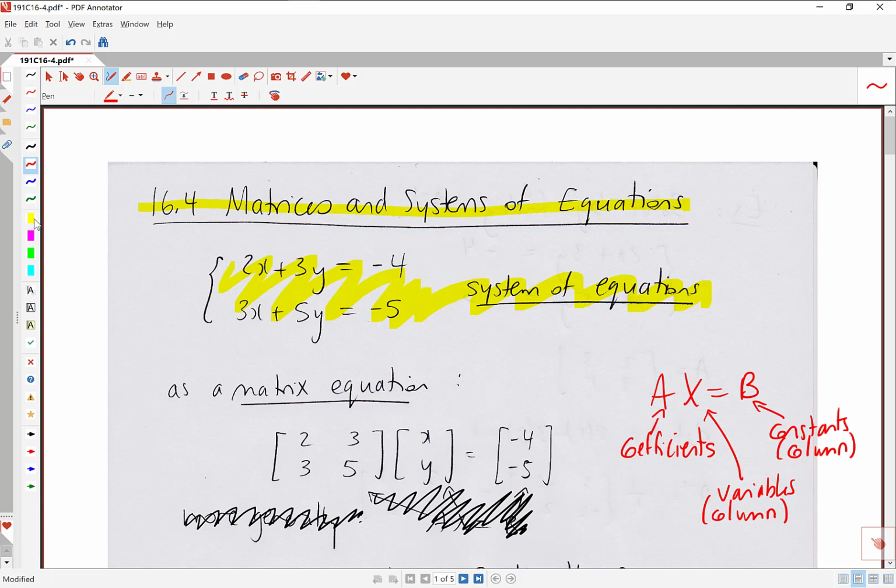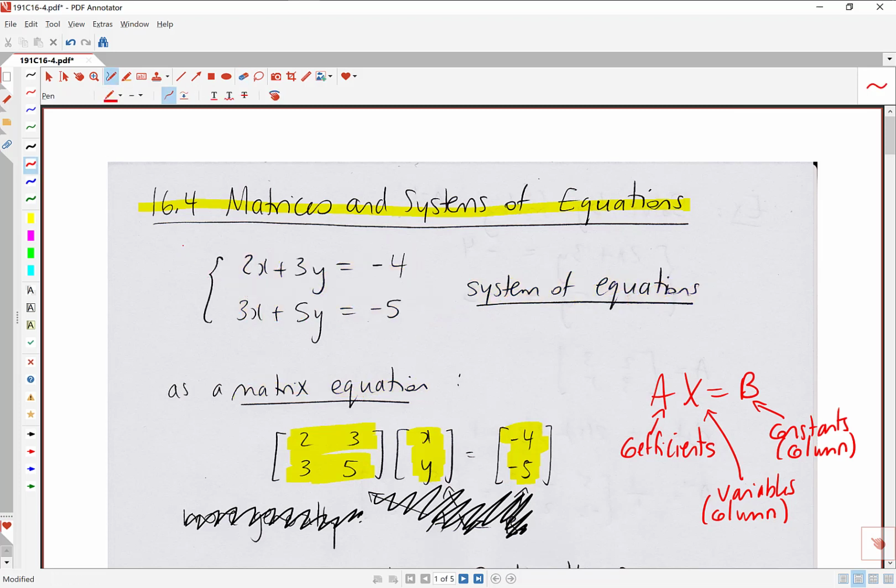So if we take this highlighted system and write it in this shorthand form, we sometimes call that a matrix equation. What that would look like is, here are your coefficients. We're just pulling the coefficients out of the system, putting them in the same position as they were in the system, so 2, 3, 3, 5. Beside that, we write a column of variables, and then we say that's equal to a column of the constants from our system. So just pulling out the constants, -4 and -5.